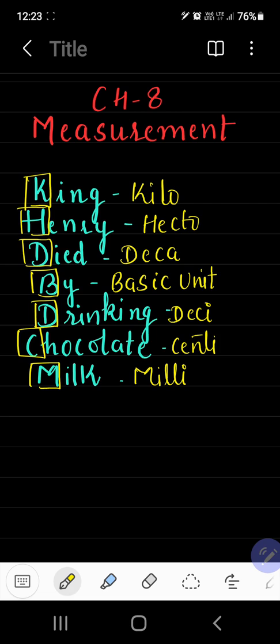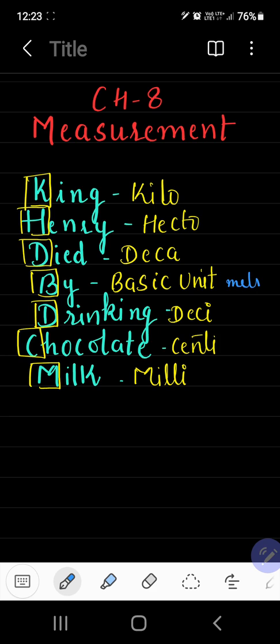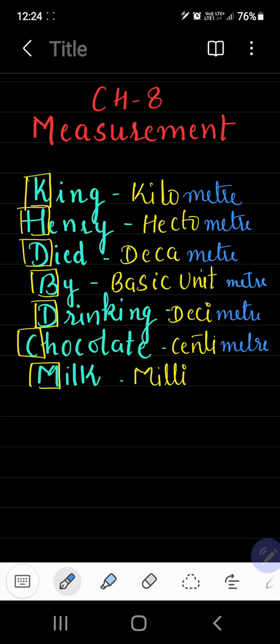Now coming to what the basic unit is. The basic unit is the unit which you use to convert. For example, if I say my basic unit is meter, then the suffix that comes after a word and the prefix that comes before it, so the suffix that goes with kilo will be meter. So it will be kilometer, hectometer, decameter, meter, that is our basic unit. Then we have decimeter, centimeter and millimeter.